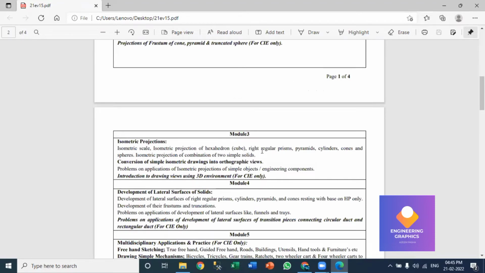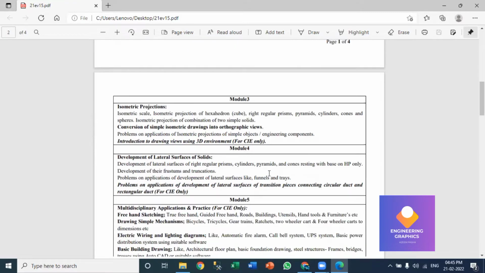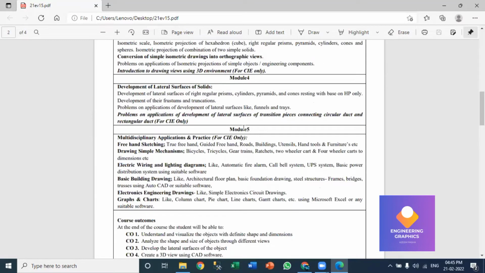In module 3 we have isometric projection, and we have conversion of simple isometric drawing into orthographic. This is also newly included in the syllabus. And then we have module 4. In module 4 we have development of lateral surfaces of solids. Then there are application problems, but those we should consider only for CIA, that is for internal.